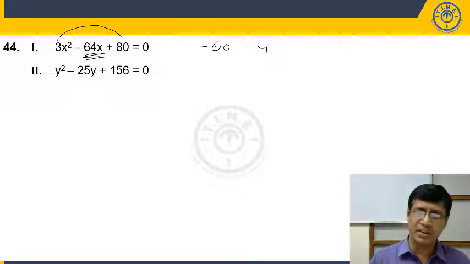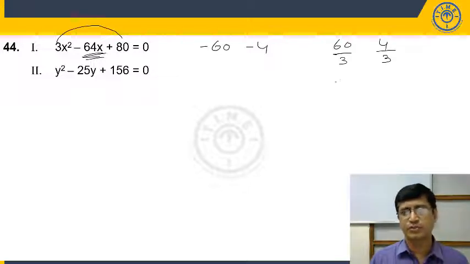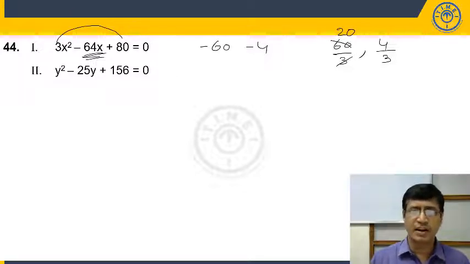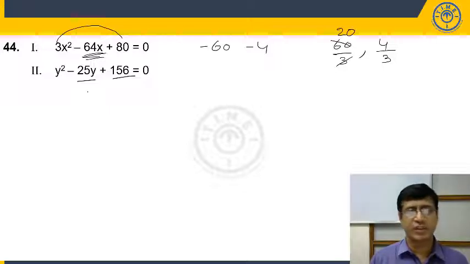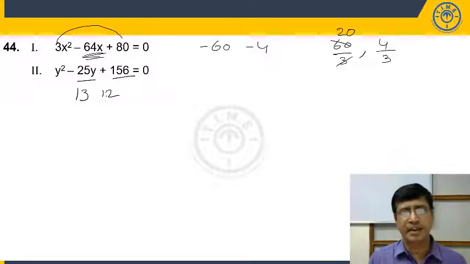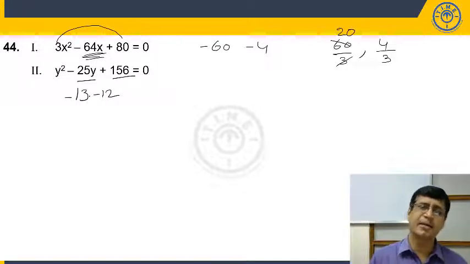Now what are the roots of the quadratic equation? Take the same numbers with opposite sign and divide with the coefficient of x square. So 3 goes exactly 20 times in 60. So what are the roots? x is satisfying 20 and 4 by 3. Okay, what about the second one? If you observe, 156 is the product and 25 is the middle term. So what are the factors which satisfy this? 13 and 12. 13 into 12 is 156, and 13 plus 12 is 25. So minus 25 is given here, hence I am using minus 13 and minus 12.